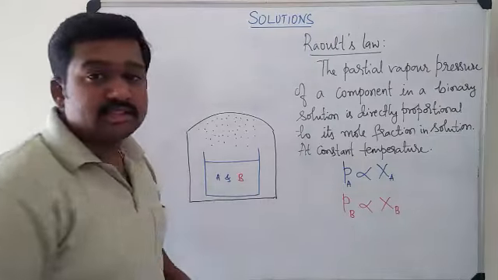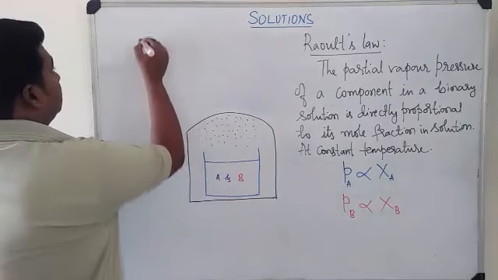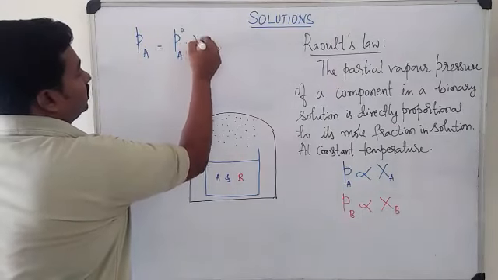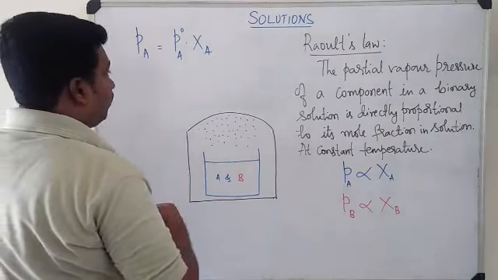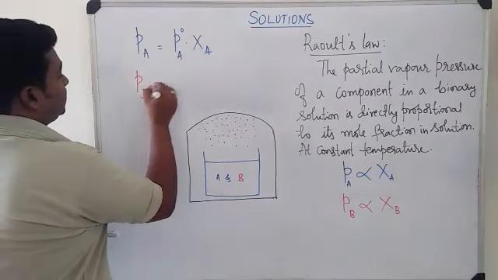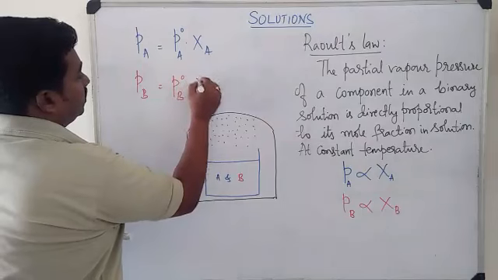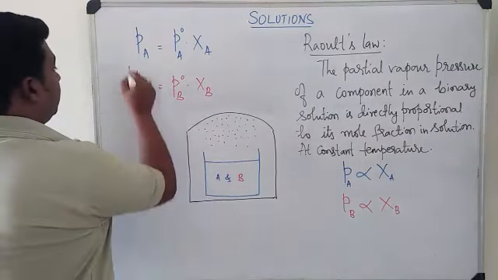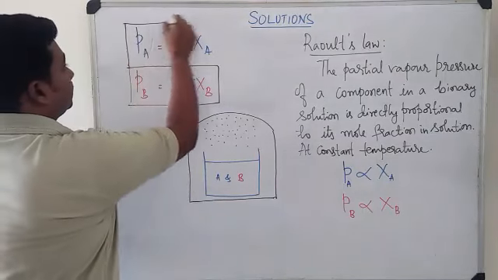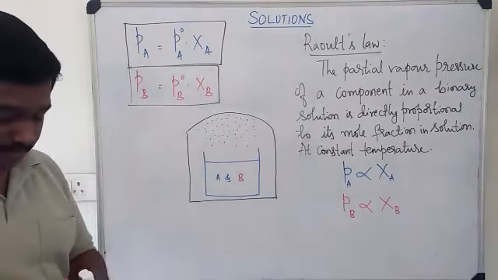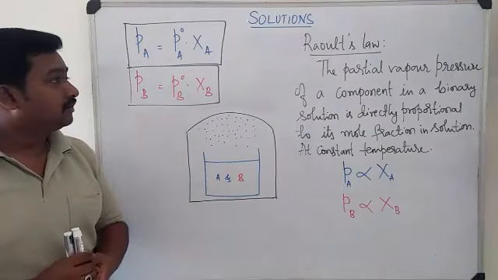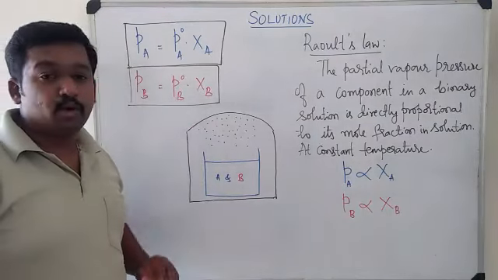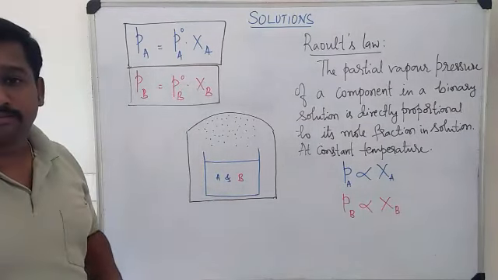Now if you want to convert this into an equation, it's very simple again. Introduce a constant, and that constant will be P A naught: P A is equal to P A naught X A, and for component B, P B is equal to P B naught X B. These are the equations of Raoult's law for a binary solution mixture. These are the equations required to relate quantitatively the partial pressure and the mole fraction of an individual component.